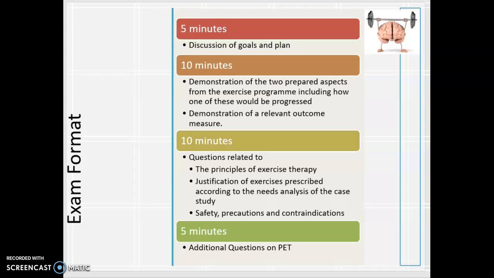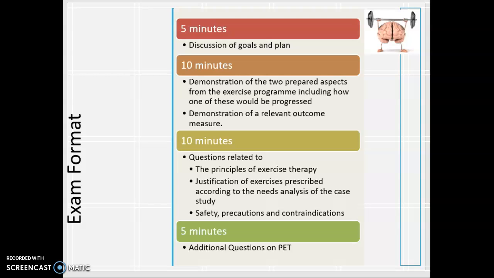So what does the exam format look like? You're going to spend 5 minutes discussing the problem lists, minimum 5 problems, then the goals and a plan about how we achieve those goals. So short-term and long-term goals. Then you're going to demonstrate 2 prepared exercises from your exercise rehabilitation program, and you're probably going to progress or indeed regress one of these exercises. You might get to do another exercise, and you'll certainly get to do a demonstration of a relevant outcome measure. And I emphasize the word relevant.